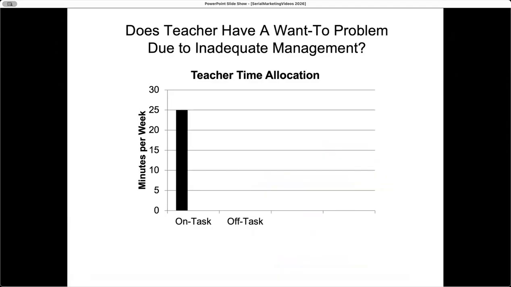Now you can see in this case that the teacher did not have a want-to problem, right? All of her time was spent on task, 0 time off task for her teacher time allocation for implementing the procedure. So no, the teacher does not have a want-to problem due to inadequate management.